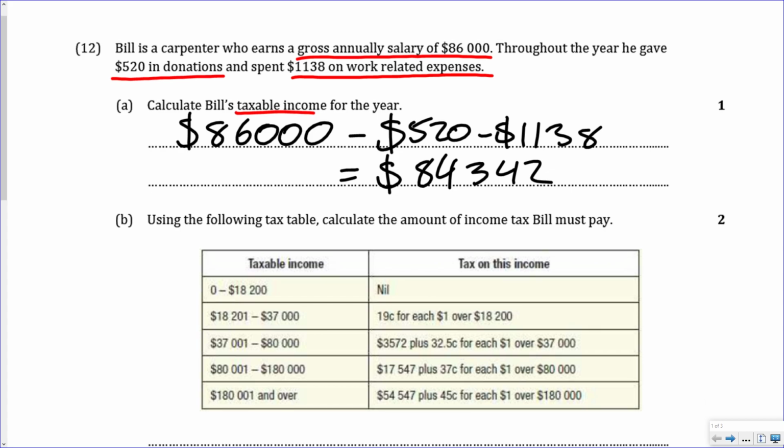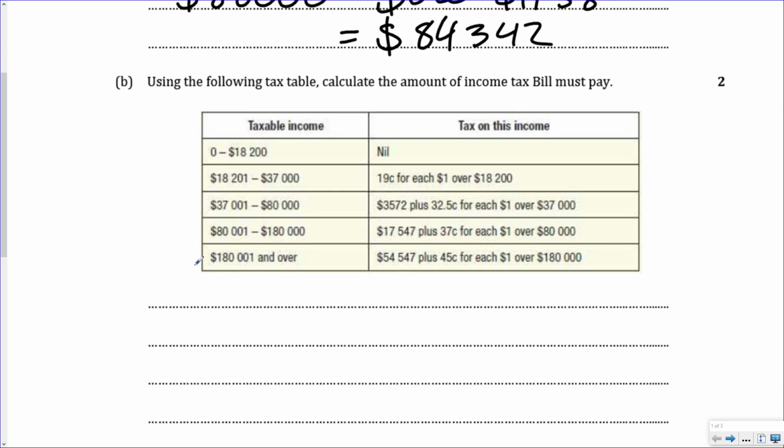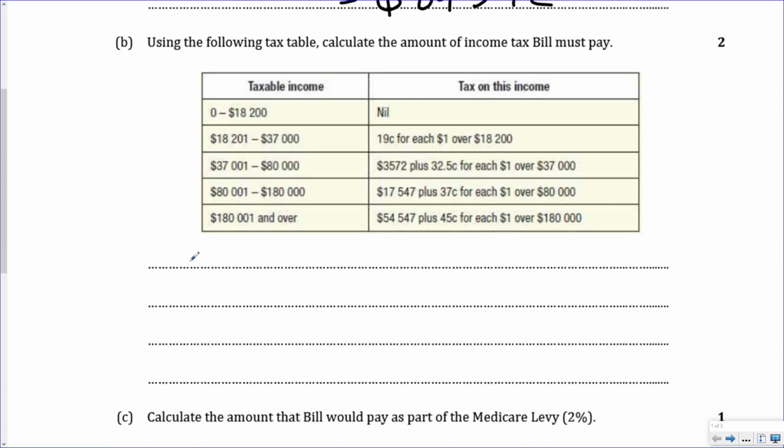Going into the next question, what we need to do now is use this tax table, and this is the current tax table, so in any future test I will be giving you this tax table as well. The only reason I wouldn't is because the tax table changed. And so we need to calculate the amount of income tax you will pay, basically following this rule, using that 84,342 we just calculated. So we're not using 86,000, we're using the answer for question A.